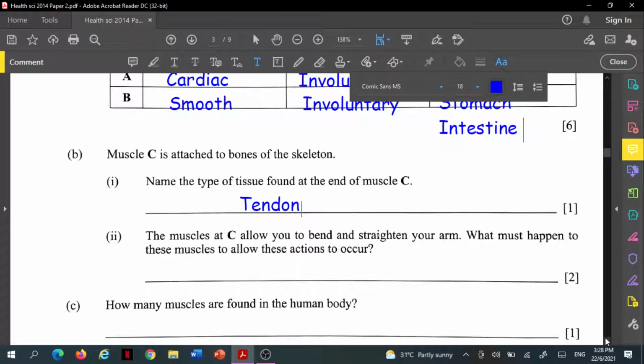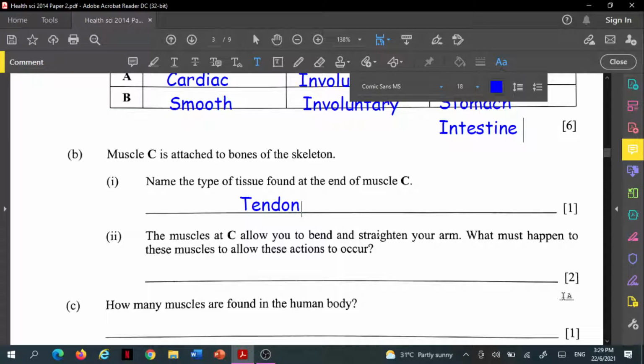And then, just a point before we go any further, there's another structure called a ligament, but ligaments connect bones to bones. So you can make a note of that. Ligaments connect bone to bone, but tendons connect the muscle to the bone.